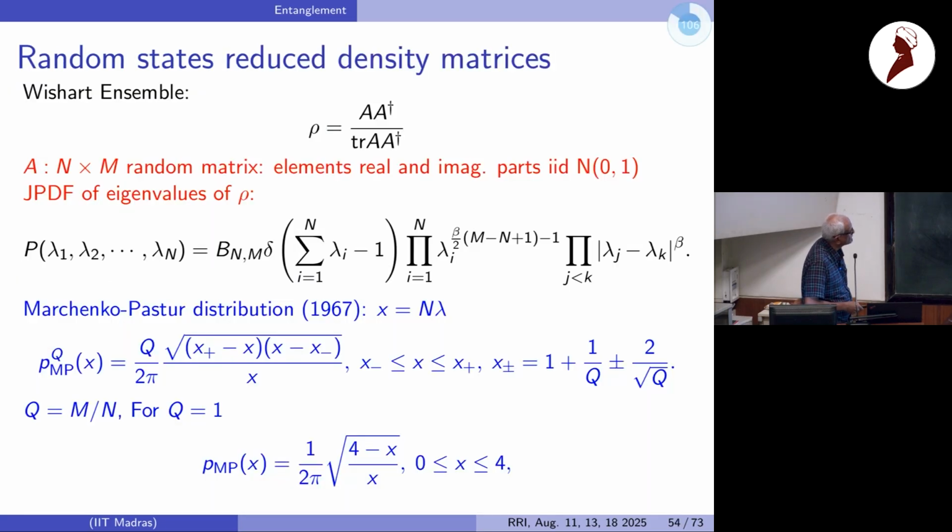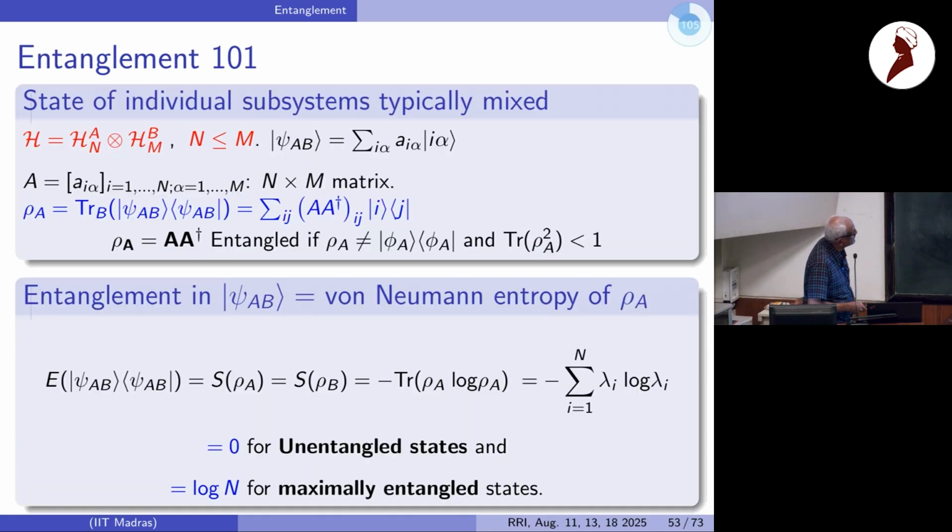So now you can ask, we have talked about random states and so on. Suppose that this was a random state, with this a_{iα} following that distribution which I showed you at the beginning, with the sum of |a_{iα}|² equal to 1. What will be the reduced density matrix, what will be the eigenvalue distribution of that, and what will be the entanglement of such a random state?